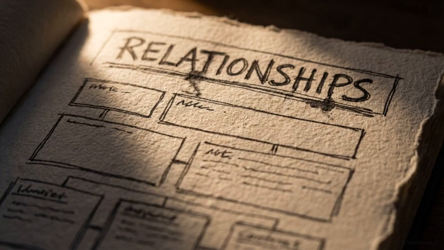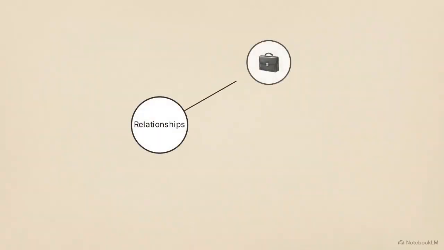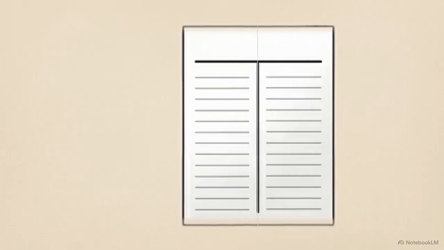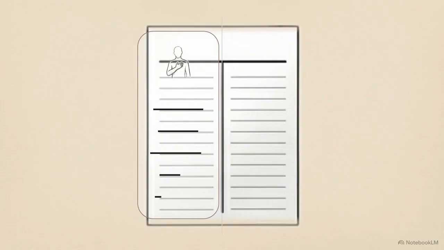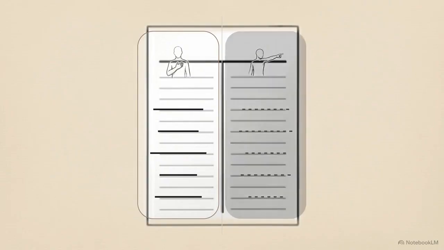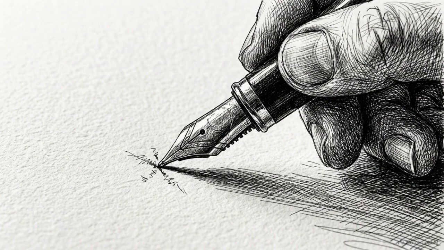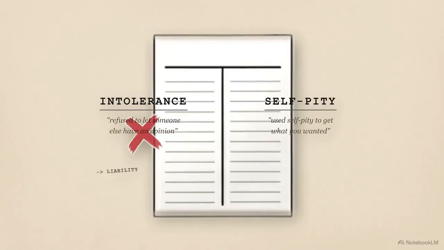Next, you will catalog your personal relationships. This encompasses your history with coworkers, family members, and friends, as well as a separate, detailed list of all sexual relationships. As you write, keep the focus entirely on your own behavior. Avoid listing the faults or abuses committed by your partners. Search your memory for how you treated others. Write down the times you felt superior, the moments you refused to let someone else have an opinion, or when you used self-pity to get what you wanted.